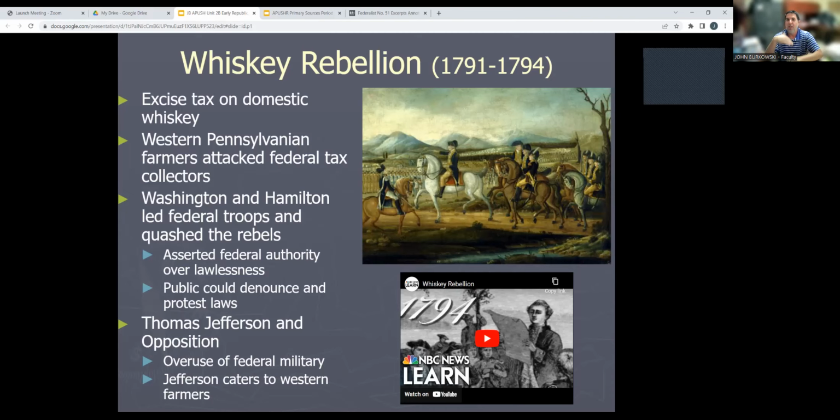Yeah. This show of force by Washington, right? What does it do? It asserts that federal authority. It asserts the Constitution's power. It demonstrates that the Constitution is legit and that the federal government is not going to tolerate this kind of insurrection, this rebellion. No. Right? This is about the rule of law. Let's think about this, everyone. Now, the Western Pennsylvania farmers, what are they going to be mad at, right? They're going to be mad about the federal government imposing a tax on their livelihood.